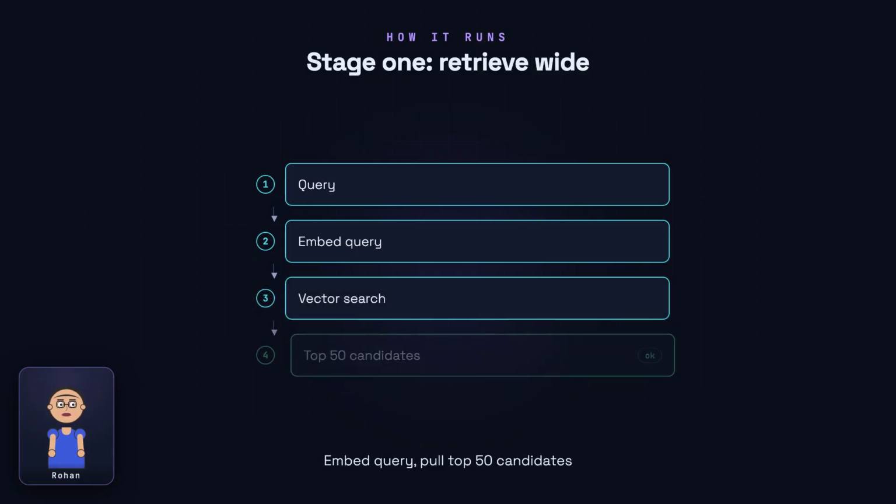Let's build the pipeline one step at a time. Stage 1. Embed the query, run the vector search, and instead of grabbing just the top 3, grab 50. We're being generous on purpose, so the true answer is very likely inside this set.